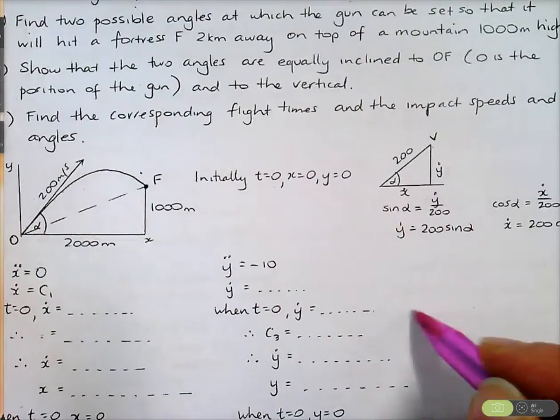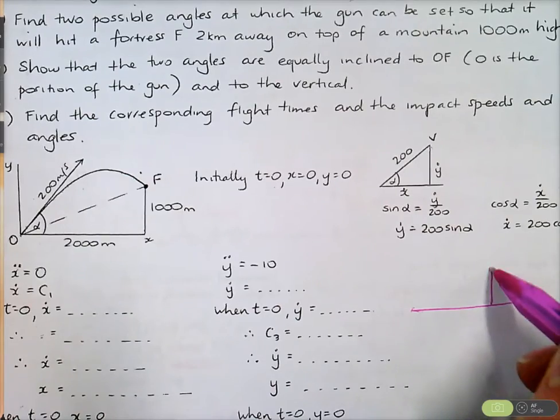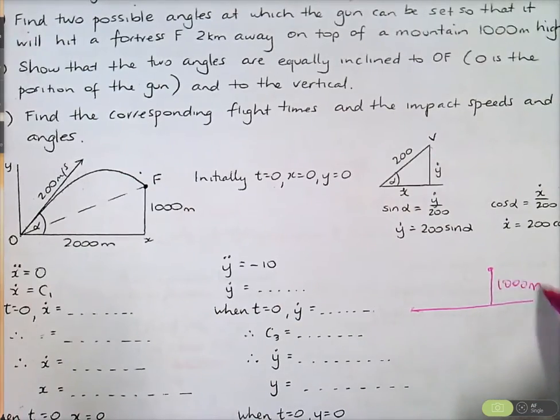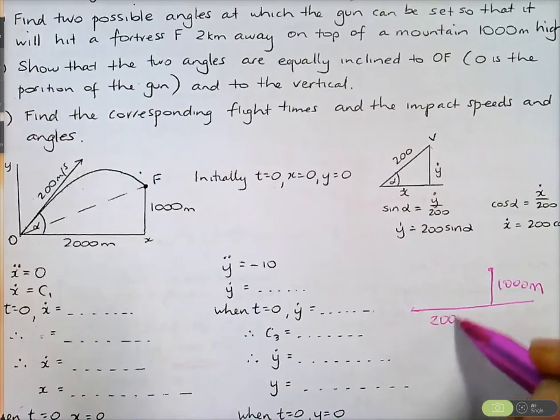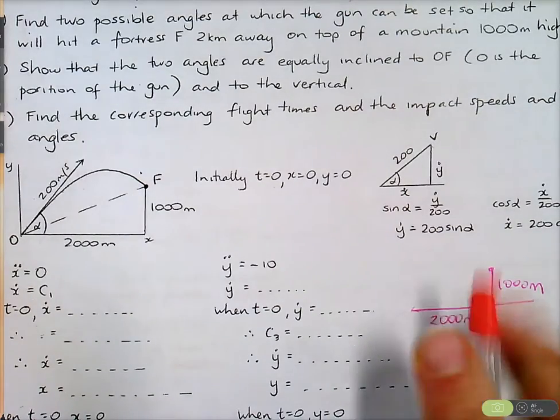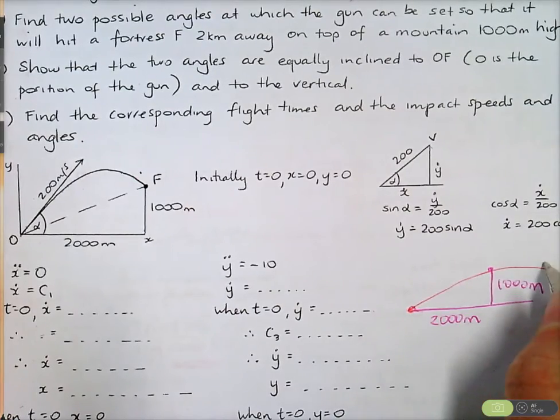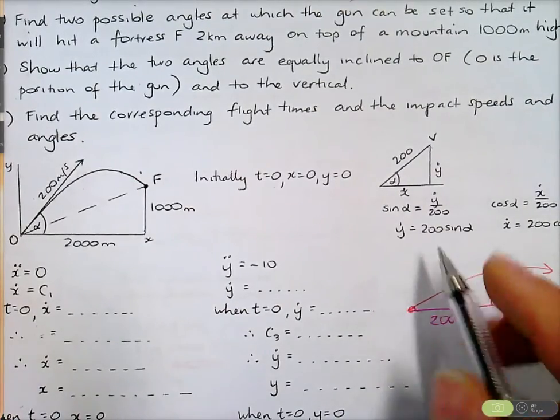Now, look, this is what's going to happen. So, girls, if this is the fortress, it's 1,000 meters high, it's 2 kilometers or 2,000 meters away. Are we listening, girls? The only way that that ball or gun, whatever it is, is going to hit the fortress, it's going to hit it on the way up, girls, or ladies.